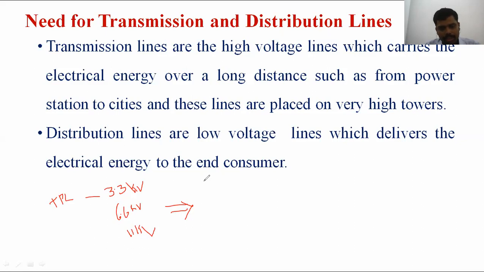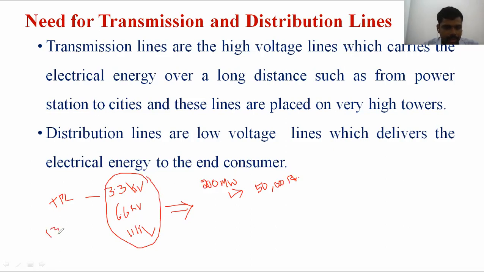For example, suppose they generate 200 megawatt power per day. The cost comes to approximately 50,000 rupees, not an accurate value. Suppose if they generate in the generating station itself either 132 kV, 400 kV or 765 kV, it is possible, but the cost comes to either 4 lakhs or 8 lakhs.